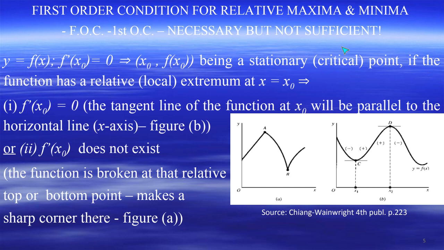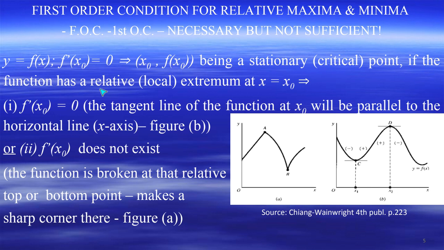It shows us the candidate points for relative maxima and minima. It doesn't tell us which one is which. It just gives us the candidate points for relative maxima and minima. That's why it's a necessary condition but not sufficient. First order condition for relative maxima and minima: necessary but not sufficient. Just note it very well.